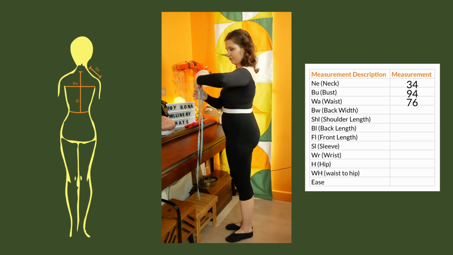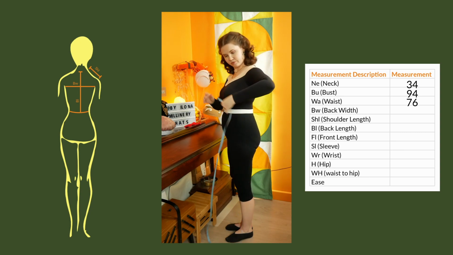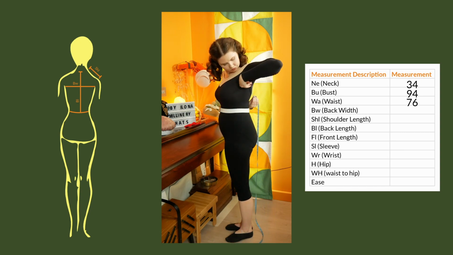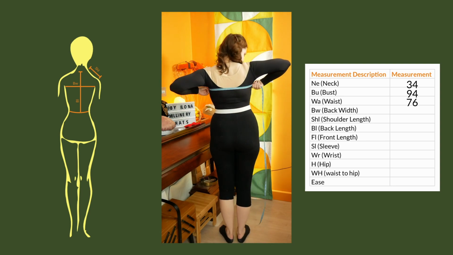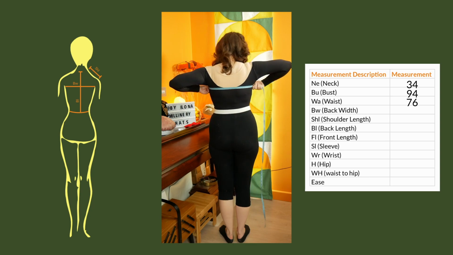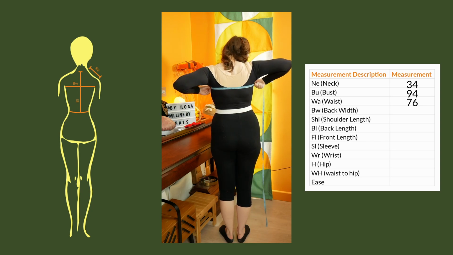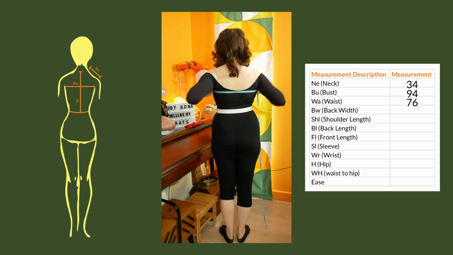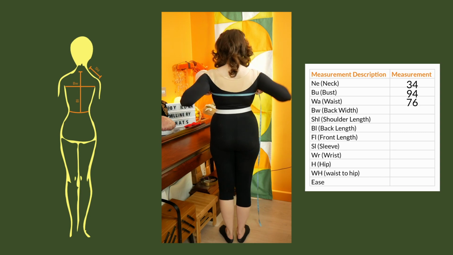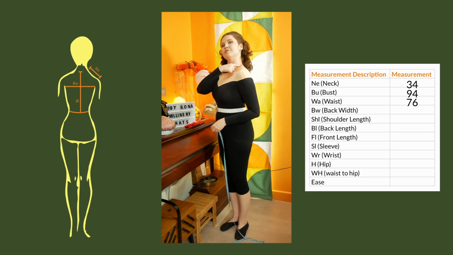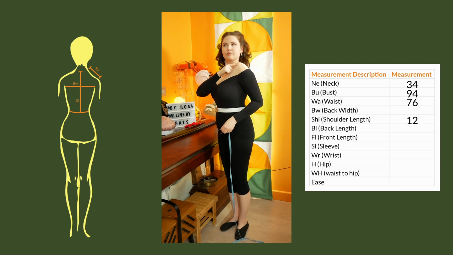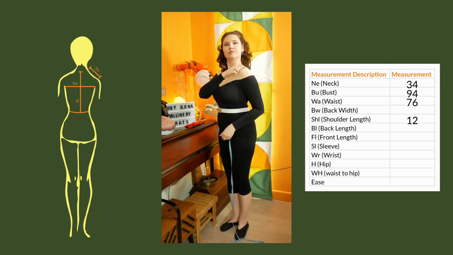Back width. This one is a little more tricky to do alone. This is the measurement from the underarm to the underarm across your back. You can try and mimic a contortionist and take this yourself, but I find it much easier to estimate this using a measurement chart. We'll go over this later in the video. Shoulder length. Take this measurement from your necklace to the bony bit in your shoulder.